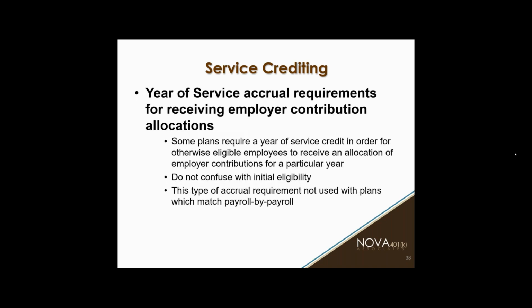So there's also service accrual for receiving the employer contributions. Even if somebody was eligible to contribute employee money, you can put additional conditions on when they can receive the employer money. So some plans require that a year of service be credited in the year that you're making a contribution. And you don't want to confuse that with initial eligibility. It's different. The person's eligible, but you might have a requirement in your plan that they work 1,000 hours in the allocation year to get the employer money. These types of provisions don't work well on a payroll by payroll type funding, right? Typically, you'll see these kinds of rules if you're funding all your employer contributions annually.